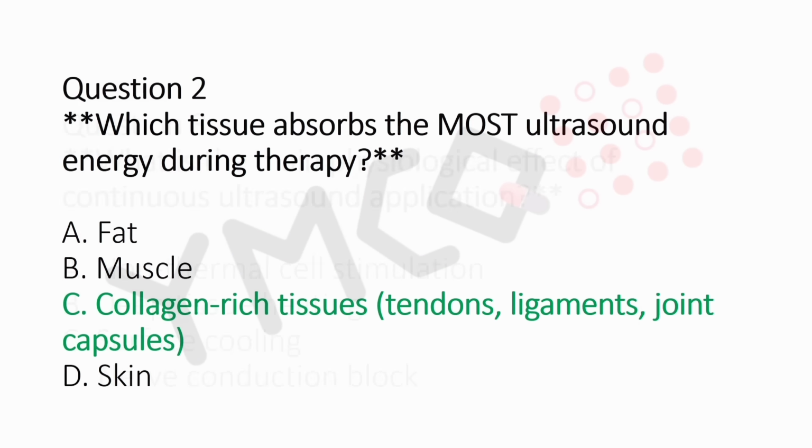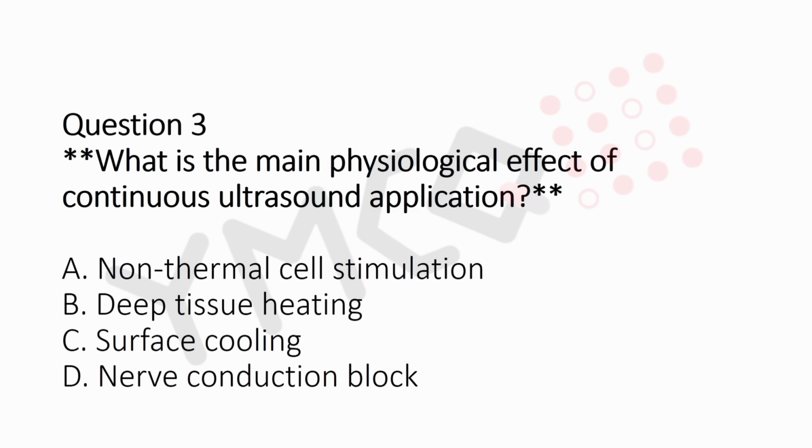Now let's move to question number 3. What is the main physiological effect of continuous ultrasound application? Option A, non-thermal cell stimulation. Option B, deep tissue heating. Option C, surface cooling. Option D, nerve conduction block. And the answer is option B, deep tissue heating.